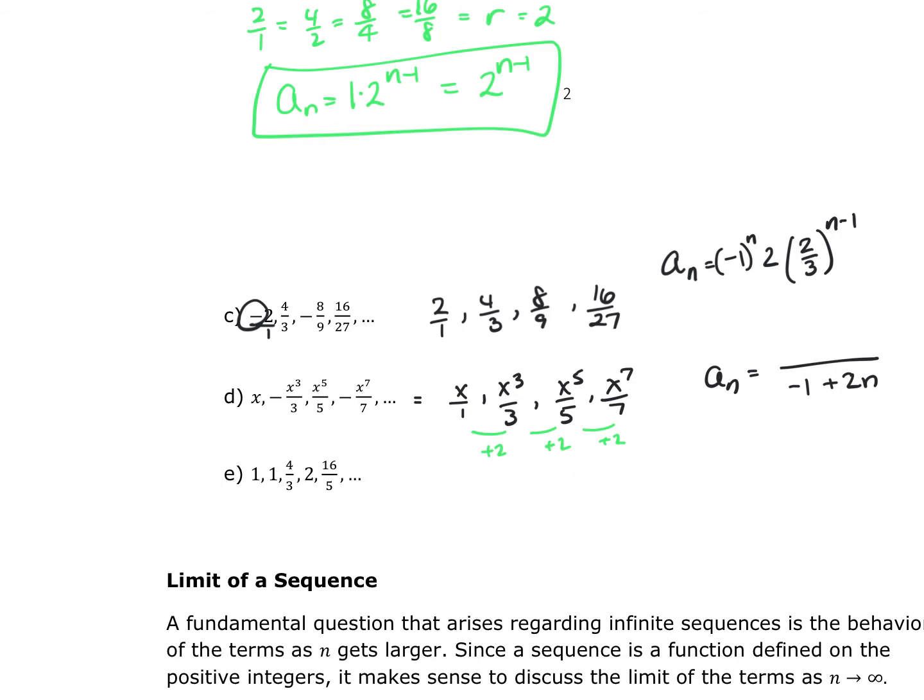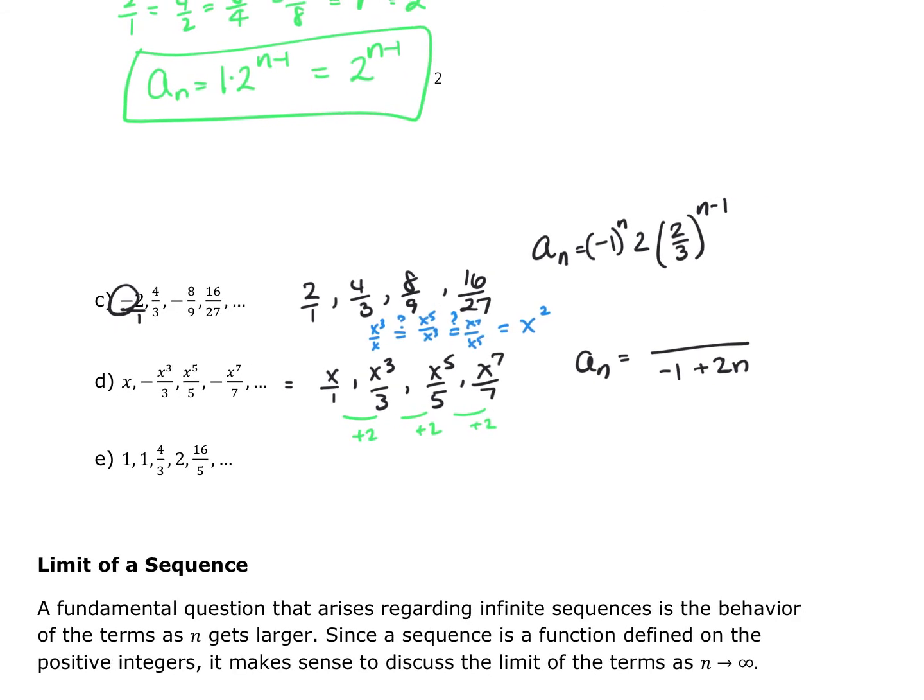Now let's look at the numerator. The numerator, obviously I'm not adding x's, so let's look at the ratio. I have x to the 3rd divided by x. Is that the same thing as x to the 5th divided by x cubed? Is that the same thing as x to the 7th divided by x to the 5th? And the answer is yes. I have x raised to the 2 on each one of those.